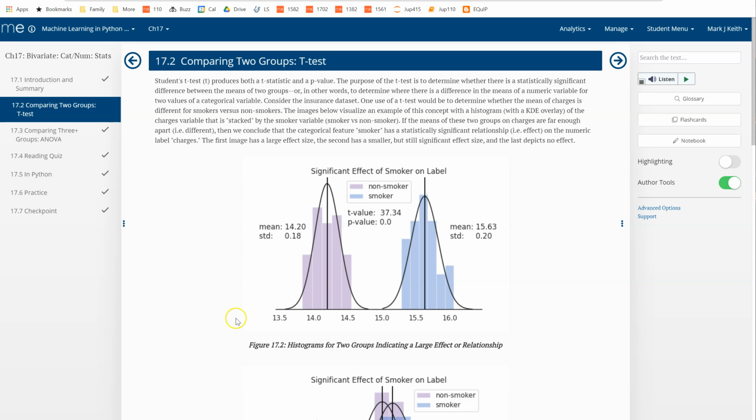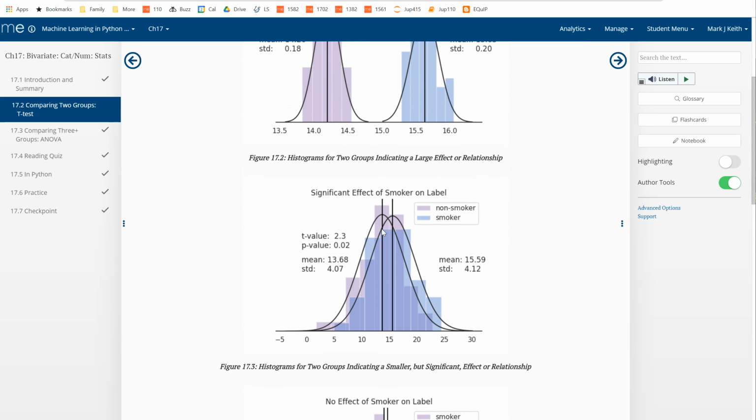All right, here's some better images. So in this first pair of histograms, we have a large significant effect of smoker on label, or in this case on insurance charges. And you can see that the mean here is larger, but the standard deviations, or the variance, is small, and so there's no crossover between these two histograms. There's no crossover between the spread. That gives us a very high t-value and a low p-value.